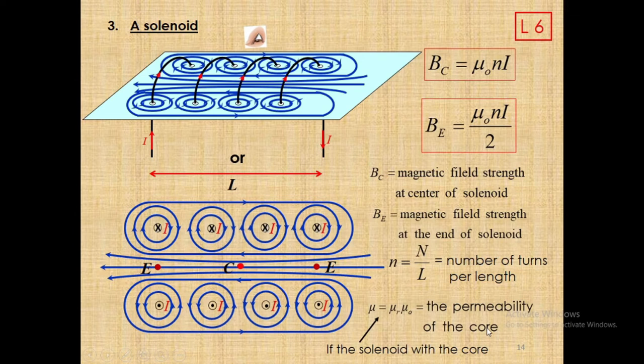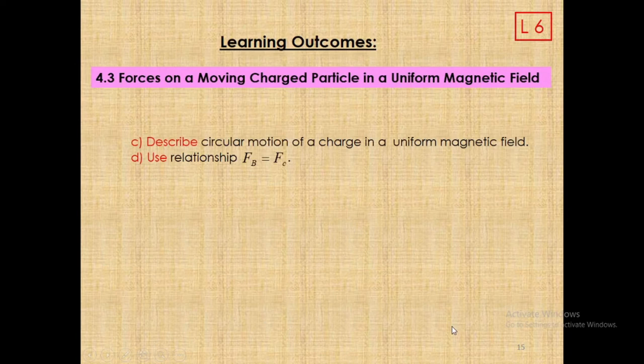Okay, next is learning outcome 4.3, forces on a moving charged particle in a uniform magnetic field. The first learning outcome is to explain and use the magnetic force, which is F equal to QVB. B is to determine the direction of force. C is to describe the circular motion of a charge in a uniform magnetic field. And D is to use the relationship of FB equal to FC.